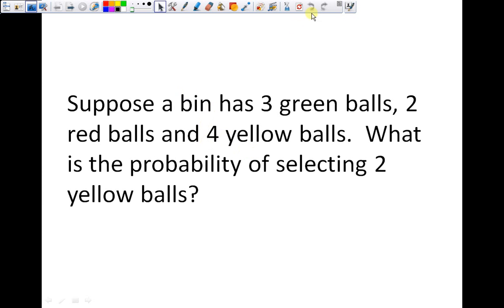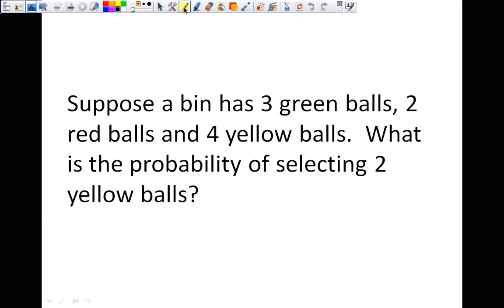So here's an example. It says, suppose that Ben has 3 green balls, 2 red balls, and 4 yellow balls. What is the probability of selecting 2 yellow balls? The answer to this question depends on one thing. Are we sampling with replacement or are we sampling without replacement? First we'll do it with replacement. And what that means is we're going to select the first ball, put it back in, and then select again.